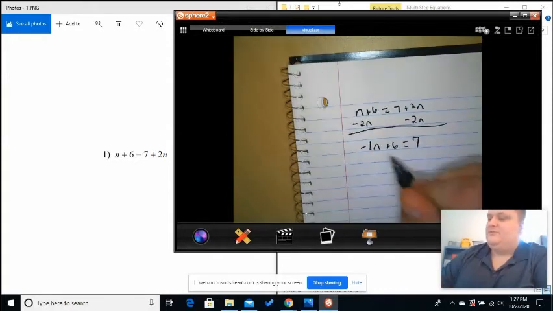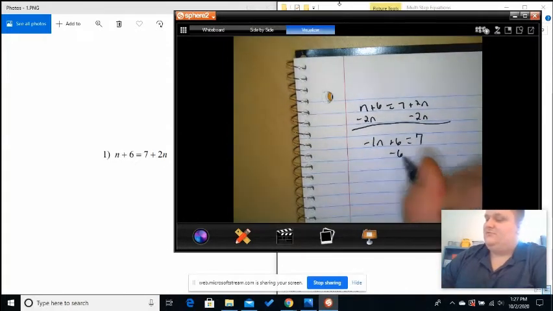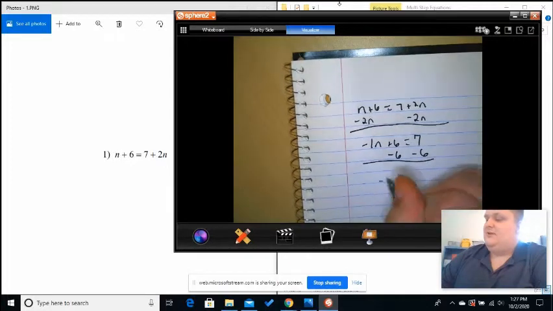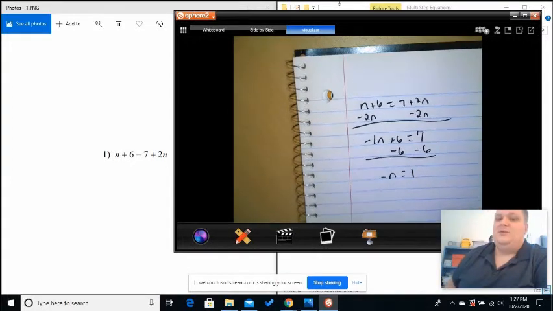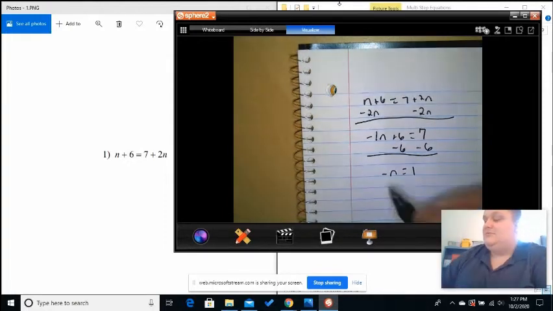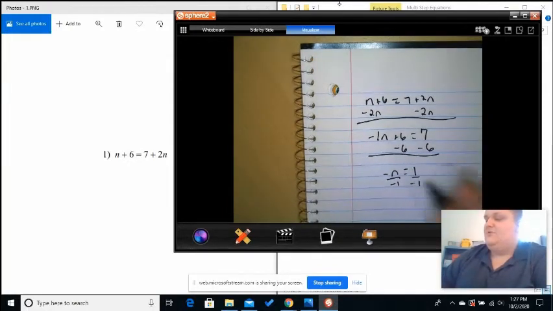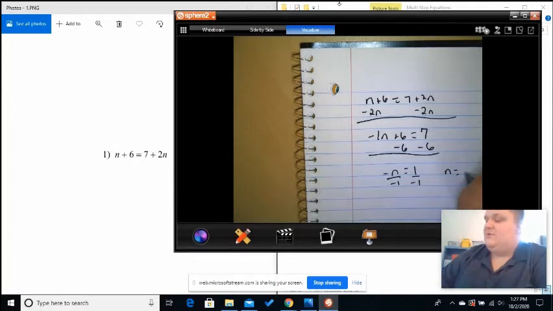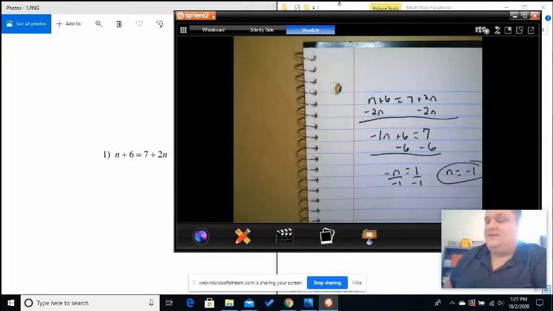Remember, always do your subtraction, addition first. So subtract 6 on both sides. You're going to get negative n = 7 - 6. That would be 1. And now we're not completely finished because you can't have a negative n. So what you want to do is divide both sides by negative 1. And you're going to get n = -1. And that is number 1.